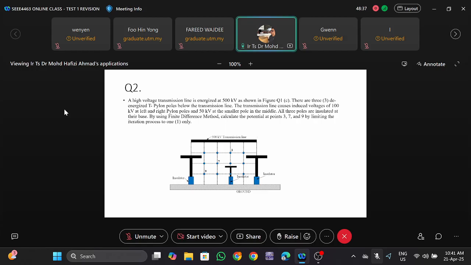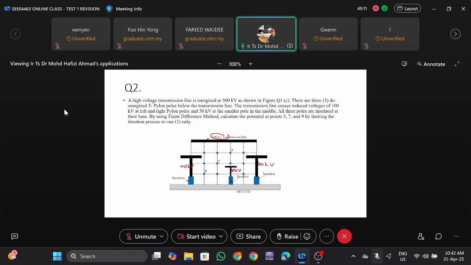Okay, so this is another question. This is also quite important. We must see that this is a 500 kV dimension line, and this part is 100 kV, and on the right side is also 100 kV as well. But in the middle here, you might see that this is 50 kV.